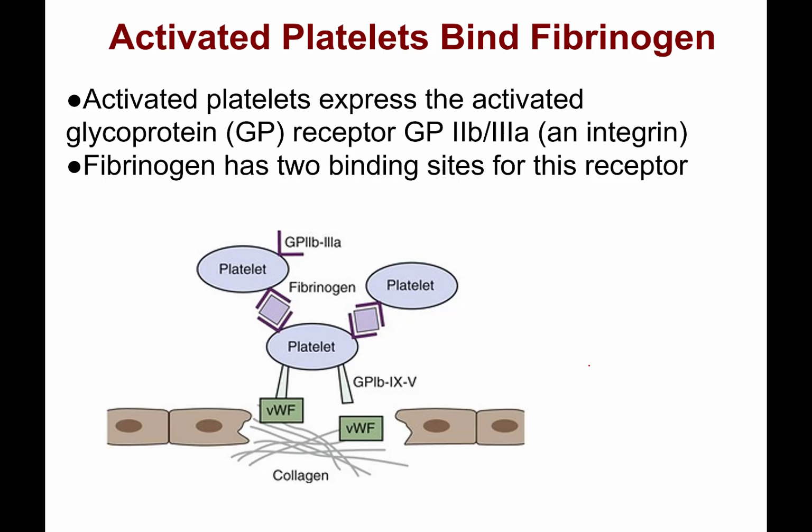So this is just showing a little bit more about the mechanism of adhesion. So here you see collagen exposed from the subendothelium. Von Willebrand factor can bind to that collagen, and then the platelets have a receptor, an integrin. So this GP, that's a glycoprotein, 1b9 5 that binds to von Willebrand factor.